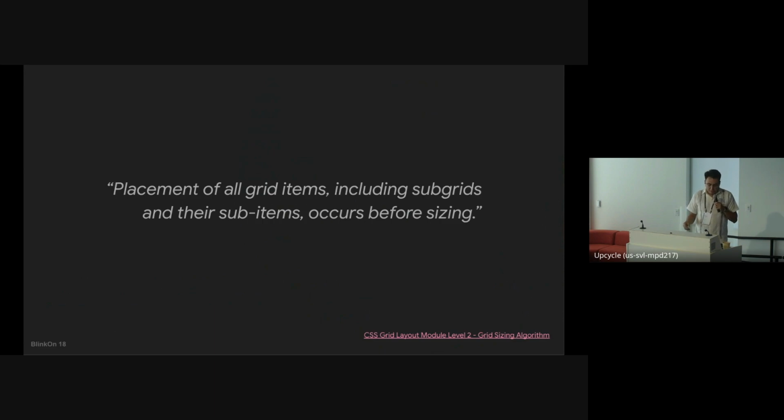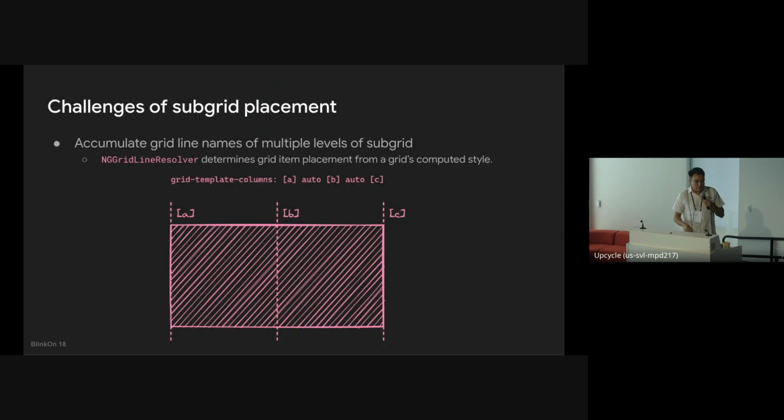From the CSS2 spec, we have that the placement of all grid items, including subgrids and their sub-items, occurs before sizing. And this effectively means that the placement algorithm needs to recurse into subgrids and finalize all of their placement before the sizing happens. This was challenging to accomplish because subgrids need to inherit the grid line names of their parent. And the class that does this in GridNG is the NGGridLineResolver.